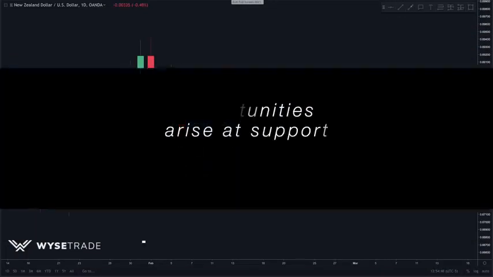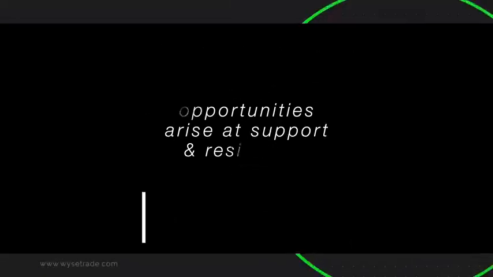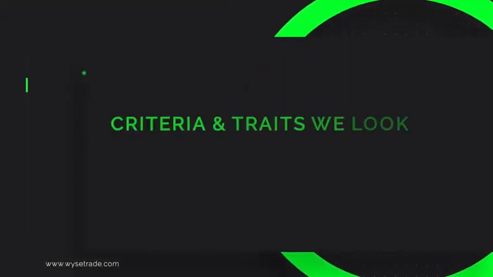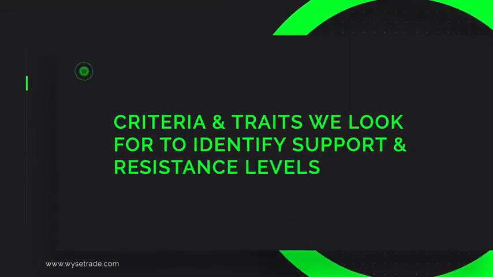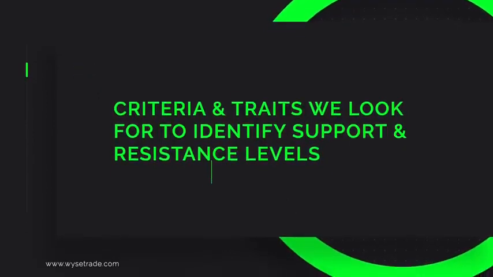Now, why do we have to draw in support and resistance levels? We draw in support and resistance levels because once price gets back to these levels, there are possible trade opportunities that arise. And you want to have these levels drawn in already as a reminder to look. Now, there is specific criteria we look for in order to identify support or resistance levels, which we are going to list for you right now.